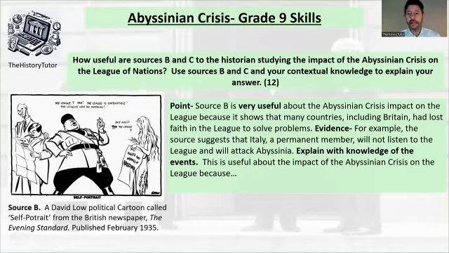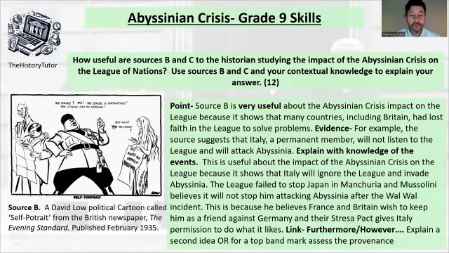So this is useful about the impact of the Abyssinian Crisis on the League because, so let's think about our knowledge. What do we know about the weakness of the League? It didn't do any sanctions. It struggled to do sanctions. It failed in Manchuria already. Obviously, this is a permanent member abusing their power. What can we pick out about knowledge to back up the League is not doing anything? Okay, so have a think. What would you add as knowledge?